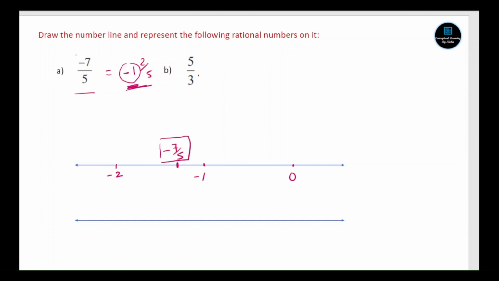Perfect. Now 5 upon 3. In the same way, if I convert that into mixed fraction form, what do we get? 1 and 2 upon 3. Which two integers does that come between? This whole is 1, and the next number is 2. So I'll represent this as 0, 1, 2. And now 1 and 2 upon 3 comes over here. This is 1 and 2 upon 3, so I can write this as 5 upon 3 as well. Perfect.